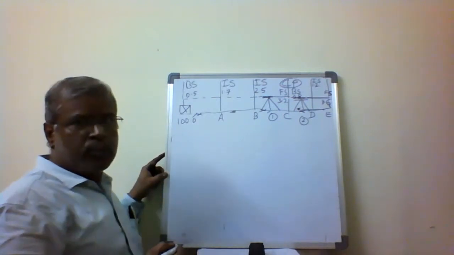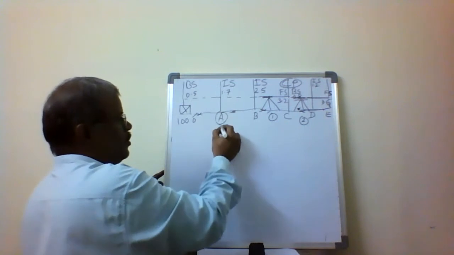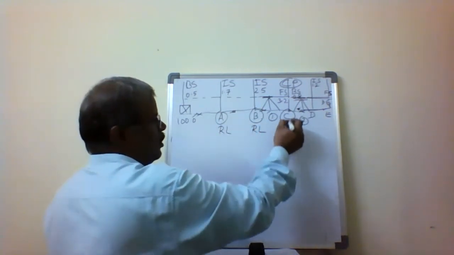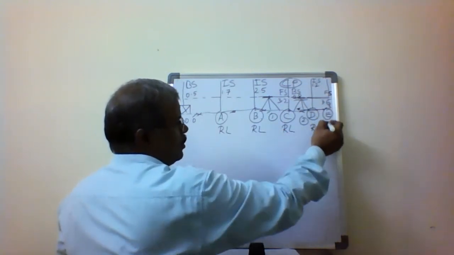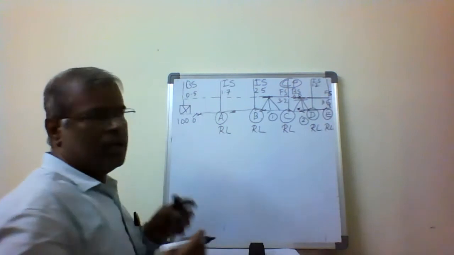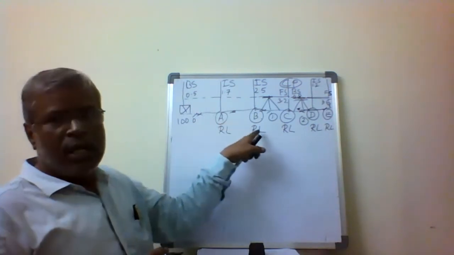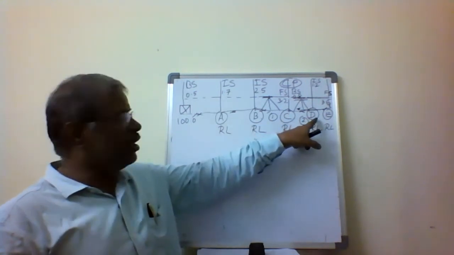Now our objective is to find the RL of each of these points: the reduced level, or elevation, of point A, of point B, of point C, of point D, and of point E.